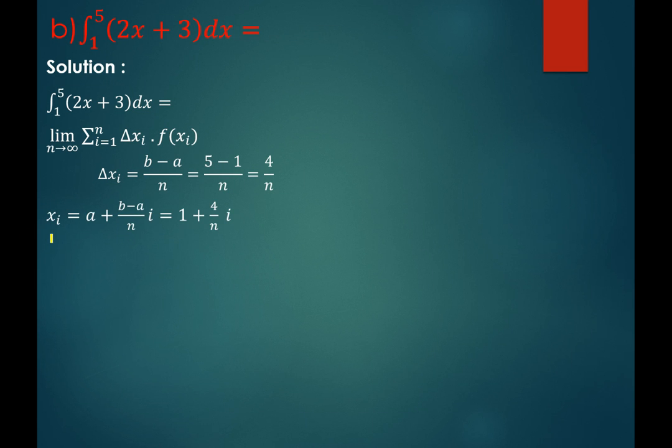Now to find the length, you need to find xi first by using the following rule, which is a plus b minus a over n times i. A is given, which is 1 now, and you can replace it, and b minus a over n, you get it here, which is 4 over n. So use it and then multiply it by i.